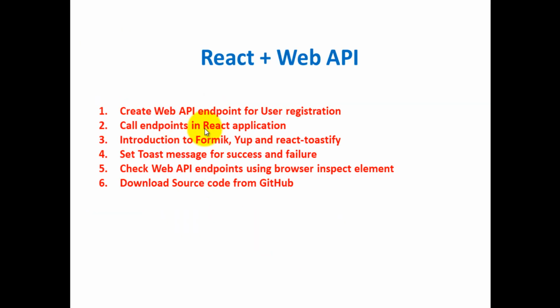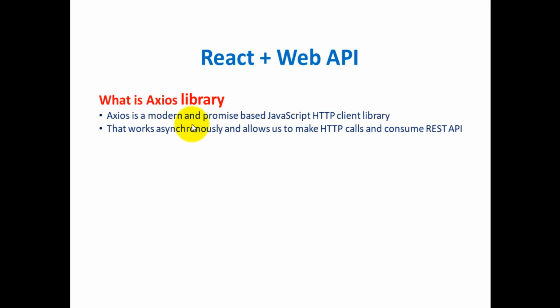So these are the points I have discussed: the API endpoint, how to call that endpoint, and what is Formik, Yup and React-toastify, how the toast message is shown for success and error, checking the API endpoint using browser inspect element, and how to download the source code. So guys, what is the Axios library? It is required to make HTTP calls and consume REST APIs.